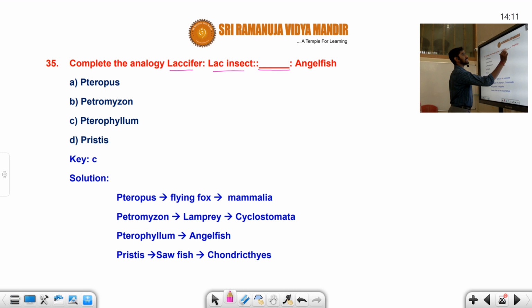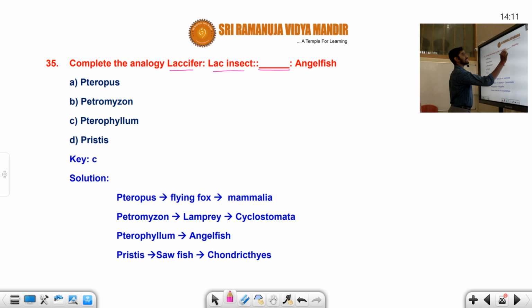Is it Pteropus? No. Is it Petromyzon, which is also called the lamprey? No. And Pterophyllum. Okay, Pterophyllum is the correct option for the one also known as the angelfish.